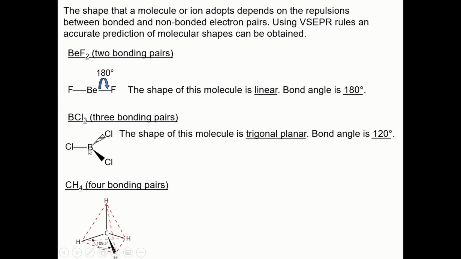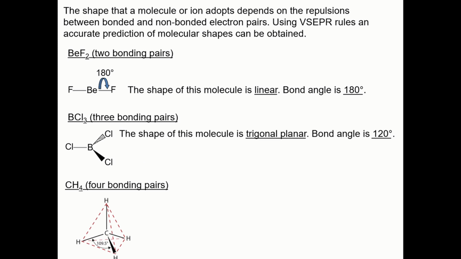They arrange themselves so that they are as far away from each other as possible. And the way that they've done that, so this pair of electrons, this pair of electrons, and this pair of electrons, to be as far away from each other as possible, then it is trigonal planar, and the bond angle is 120 degrees. So a trigonal planar shape is completely flat.